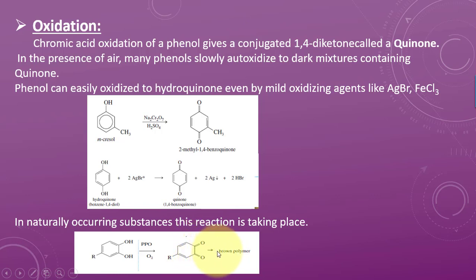this will readily get converted into brown polymer, and this causes actually the browning of some fruits like potato, apple, pears, etc. in air.